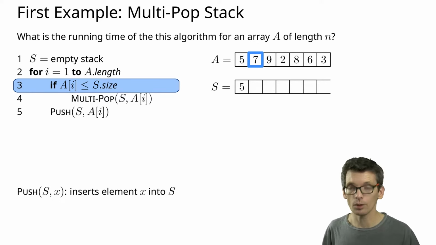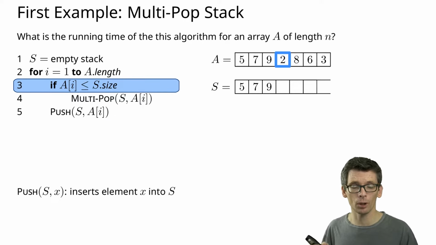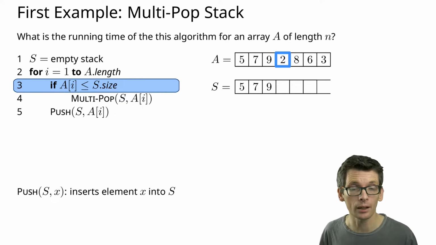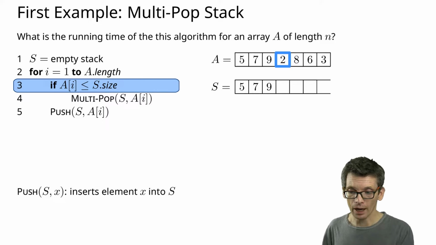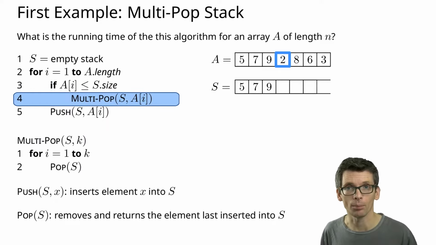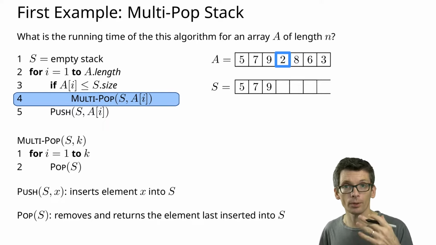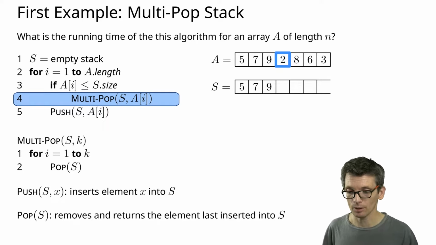This will continue, so we next have the 7. The 7 is not smaller or equal to 1, which is the current size. So we simply push. We push the 9. Now we have 2 is smaller or equal to the size, which is now 3. And now we have the if case, and in the if case we have this concept of multipop. And multipop simply pops k times, or in this case A_i times.